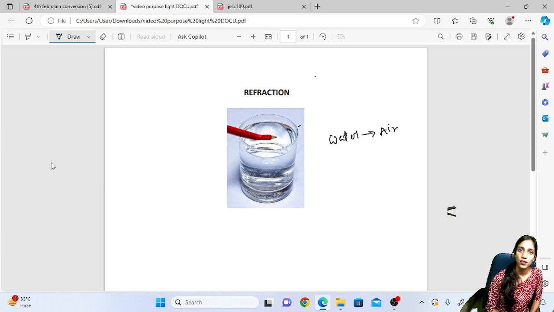So now we understand what refraction is. Refraction is the change in the direction of propagation of light when it travels from one medium to another. And when we say medium, we consider its density. When light travels from a denser to a rarer medium or from a rarer to a denser medium, the speed and the direction of propagation of light change. This is the point where refraction happens.